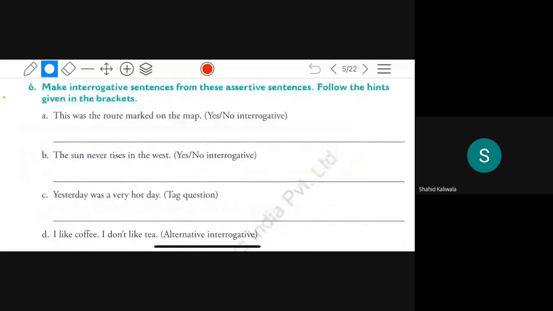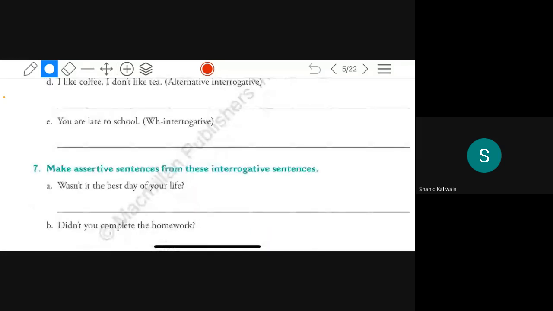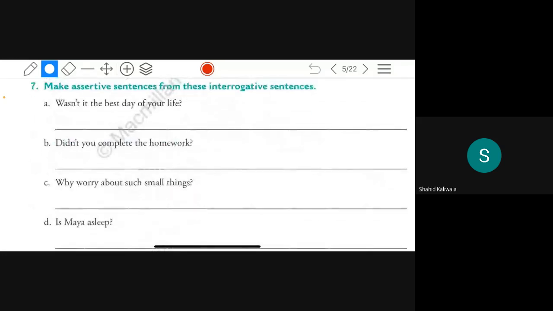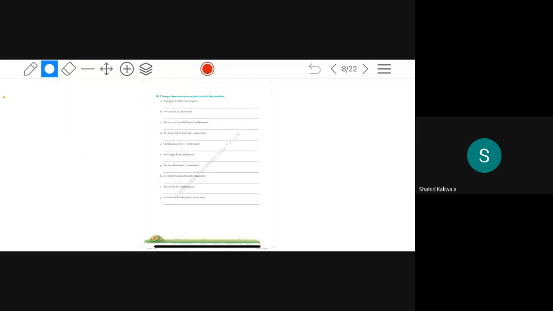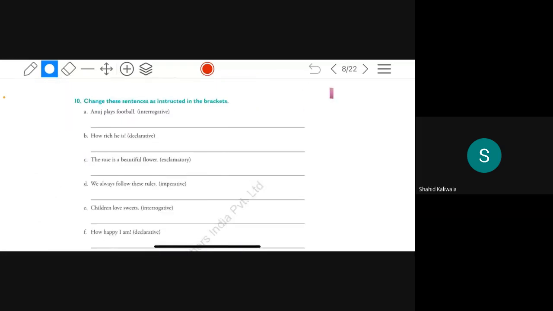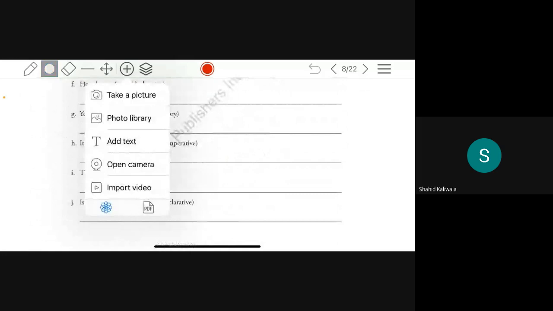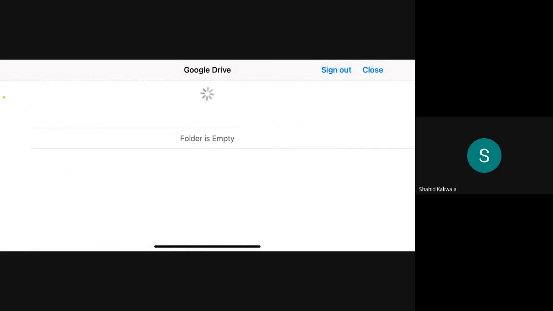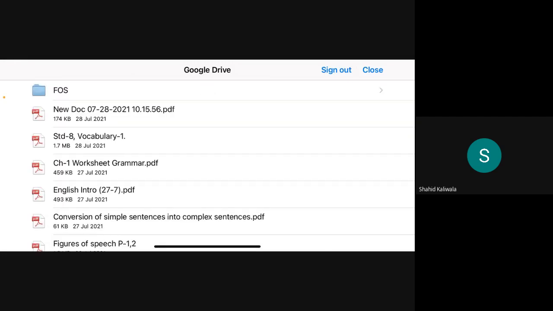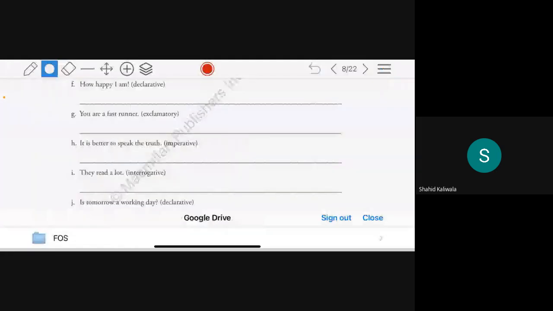One of the most important exercises was exercise number 6. Then exercise number 7 was also that important. And exercise 10, the most important, wherein you had to change the sentences according to the instructions given. So, based on this lesson, we will solve some extra questions. You may write along with me so that later on you don't have to do the homework. It will not take much time. If you do not have the rough book open, then please open it.